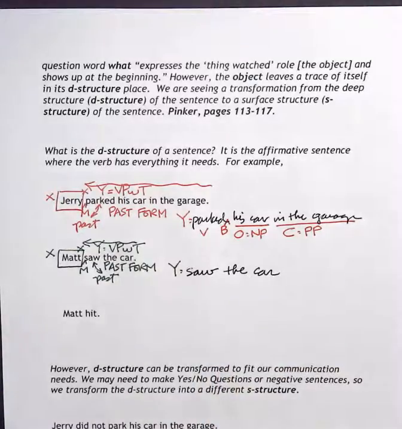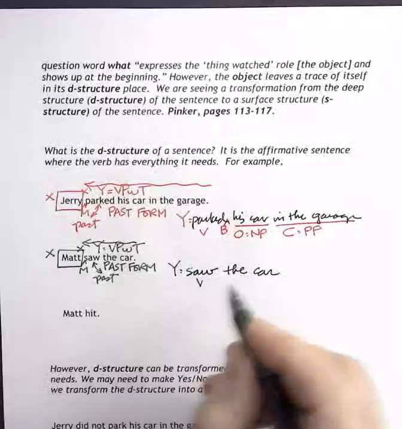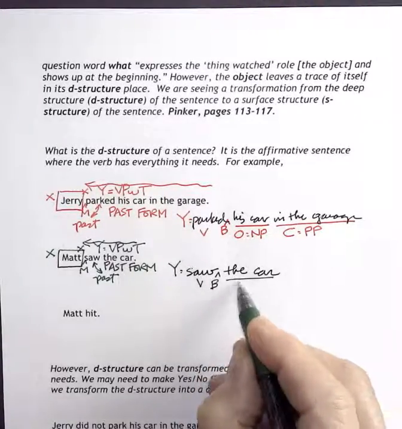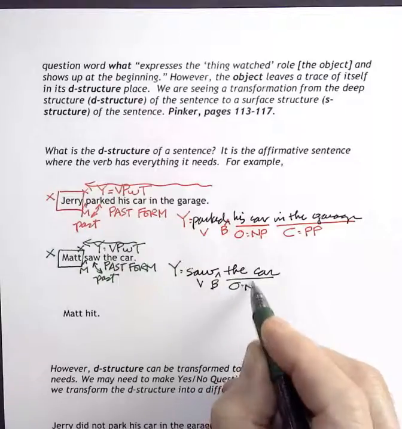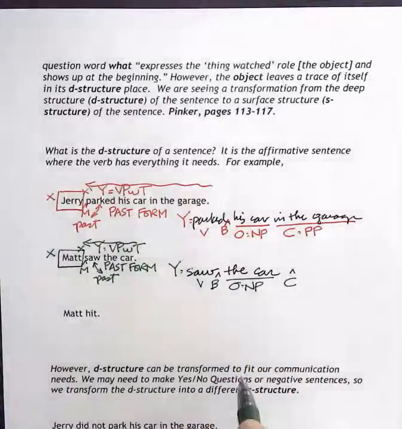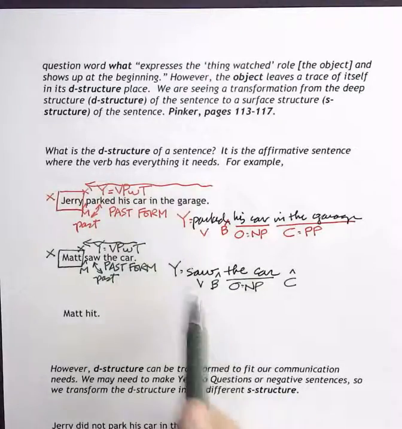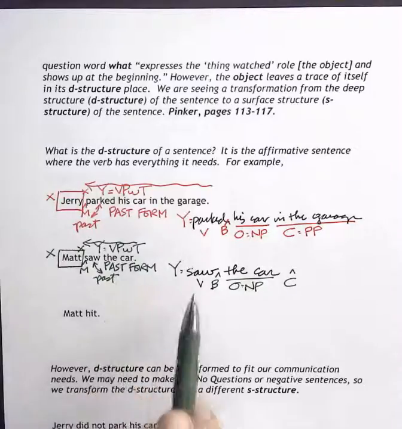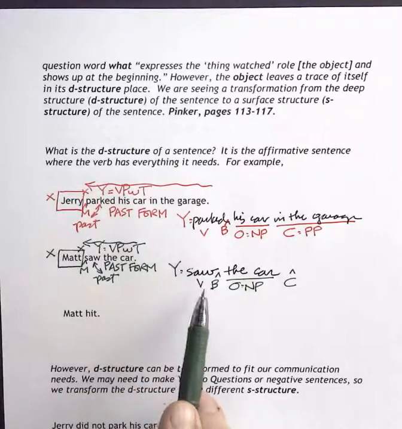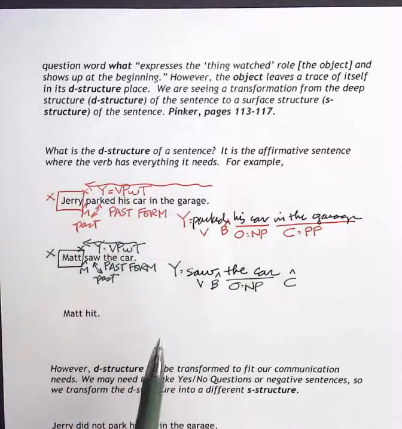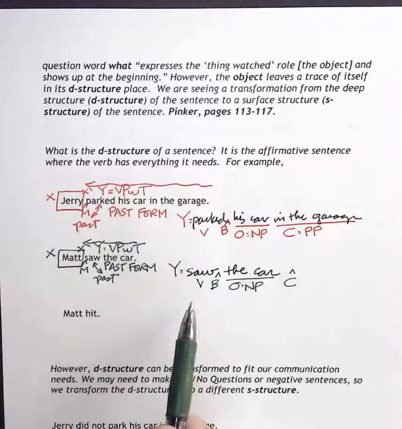Saw the car. Saw is the verb, no particle. The car is the object. It's a noun phrase. The complement place is empty. And we can say that this is a deep structure sentence. It's affirmative. And the verb saw has everything it needs. It has a subject. It has an object. Saw doesn't really require a complement.